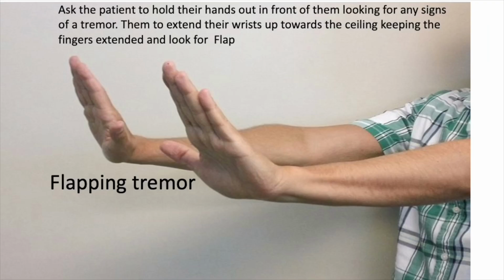Always remember to elicit flapping tremor. Ask the patient to hold the hands in front of you and look for features of a tremor. Tremor may be due to anxiety, it may be due to alcohol withdrawal state. Then ask the patient to keep the wrists extended, the hands upwards towards the ceiling, keeping the fingers extended, and you can sometimes see flapping tremor.